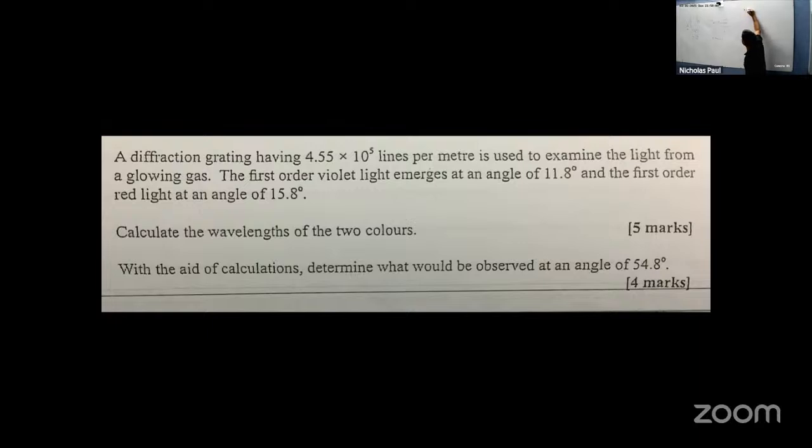So it's 4.55 by 10 to the 5 lines per meter, right? They said that for violet light, order is equal to 1 and theta is 11.8. And for red light, the first order, theta is equal to 15.8. They want you to find the wavelength and what happens. So they want to get the wavelength of red, the wavelength of violet, and then they want to know what happens.